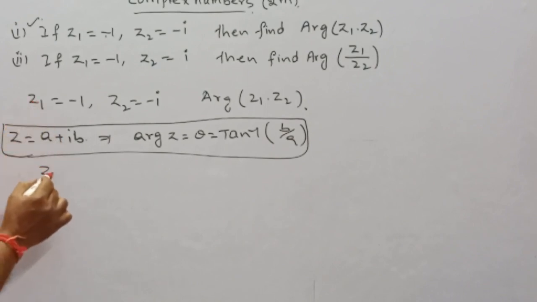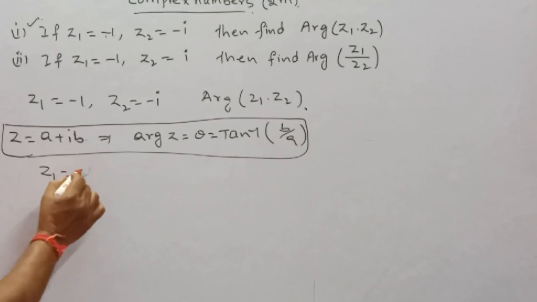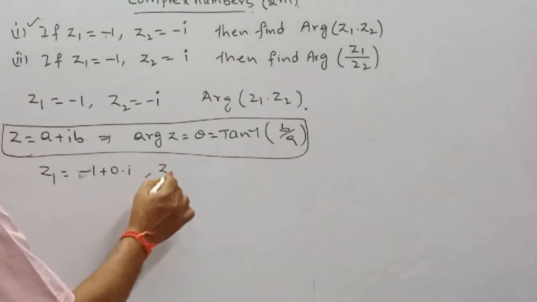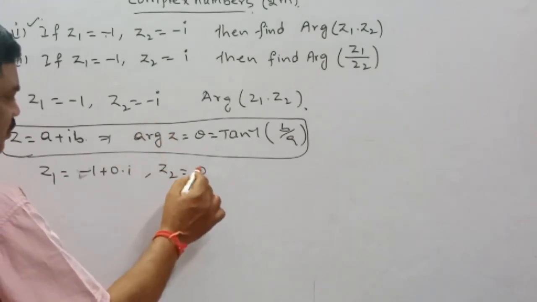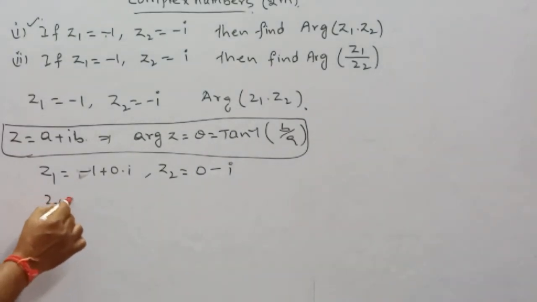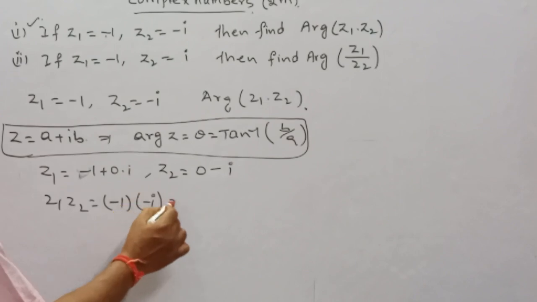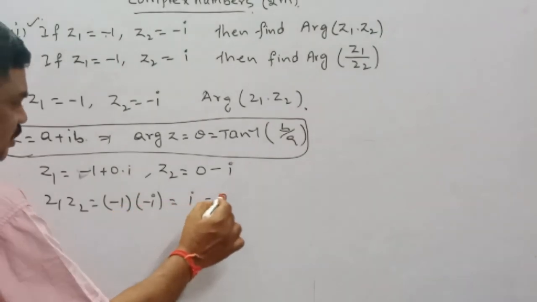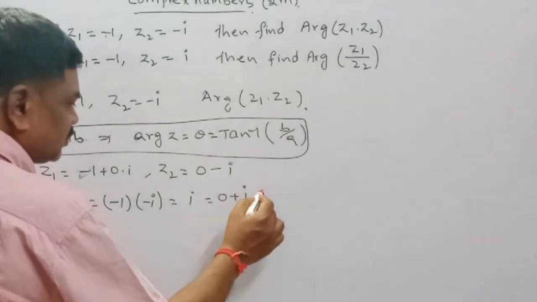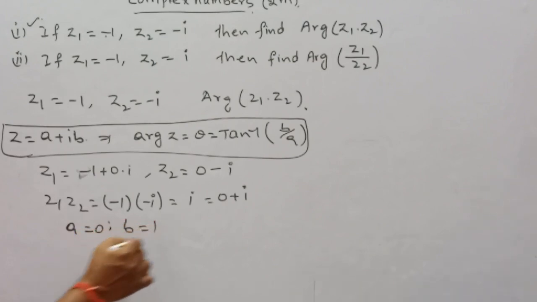Here first, Z1 is equal to what? Here it is minus 1 plus 0 into i. What is Z2? Z2 is equal to 0 minus i. So Z1 Z2 is equal to what? Minus 1 into minus i is equal to i, which is 0 plus i. Here a is equal to what? In this, a is equal to 0 and b is equal to 1.